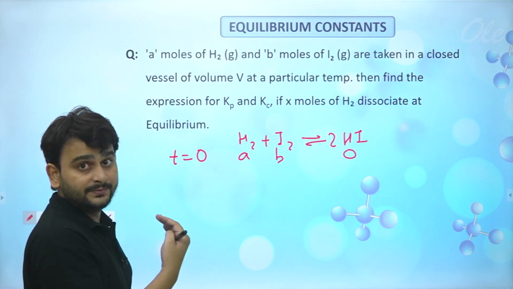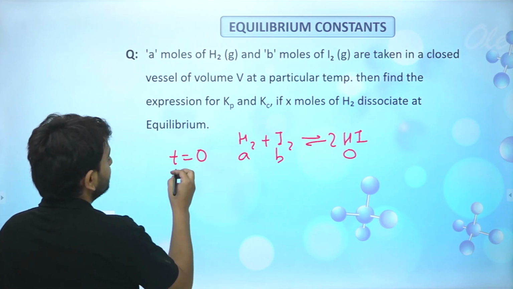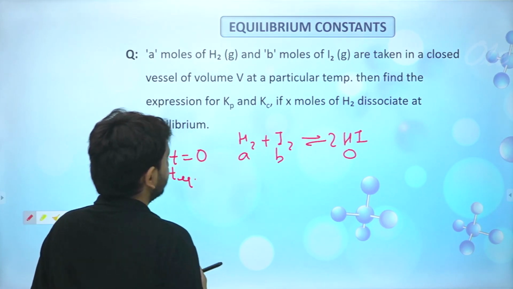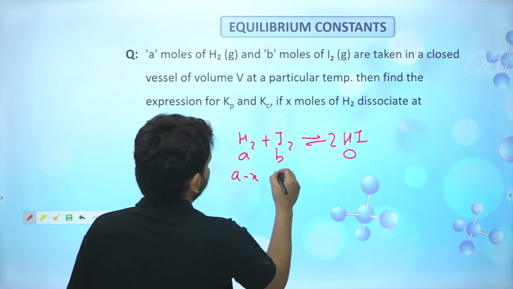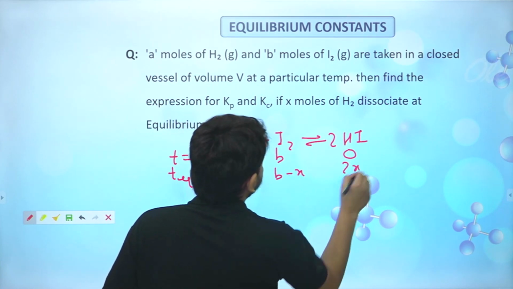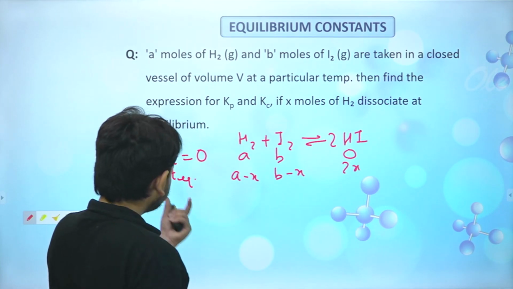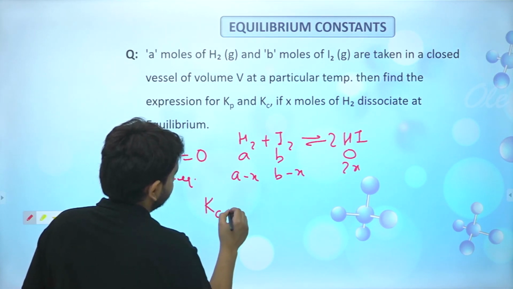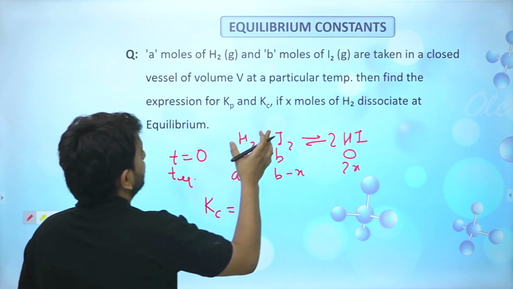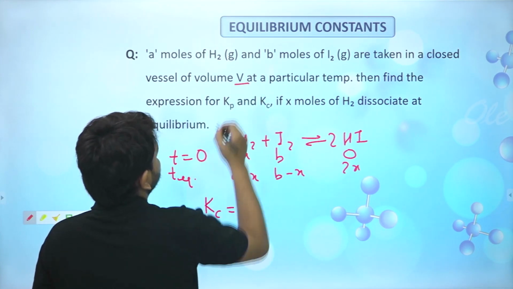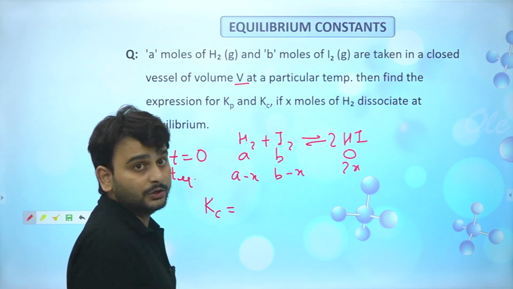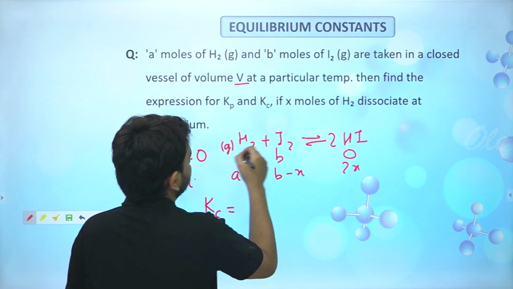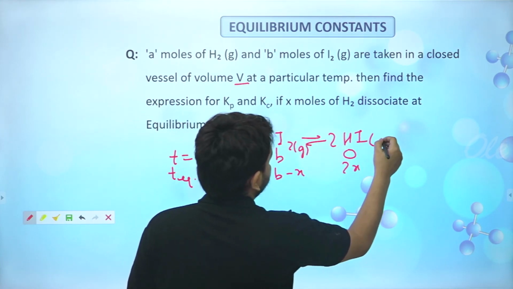So again, we are doing the same drill we did for formation of NH3. At equilibrium, the time when equilibrium is attained, this will be A minus x, this will be B minus x, and this will be 2x. So if you are writing Kc, what's the volume? The volume of the vessel is V. Taken in a closed vessel, the volume is V. We are talking about gases, all of them are gases, homogeneous.